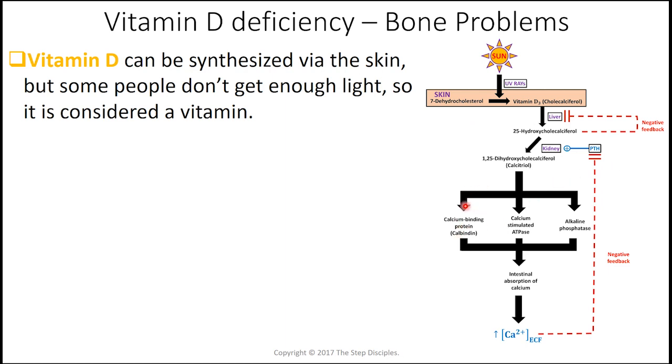That has a number of functions here, which most of them probably don't make sense to you, but the one that probably does make sense is this calcium-stimulated ATPase. It increases the expression of this calcium-stimulated ATPase that ultimately increases intestinal absorption of calcium. That increases plasma calcium concentration. So the function of vitamin D is to increase plasma calcium concentration.